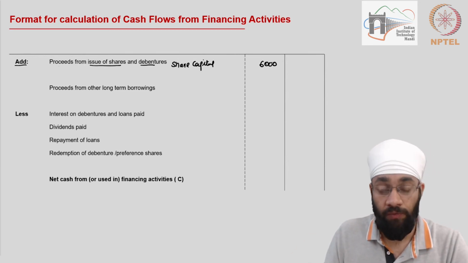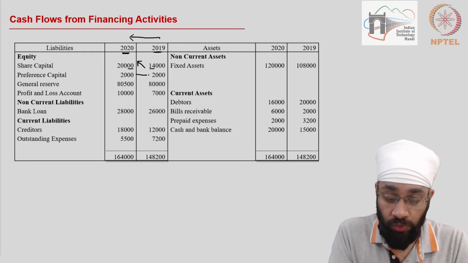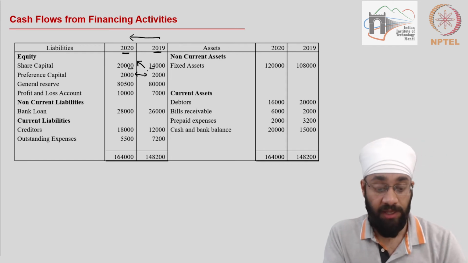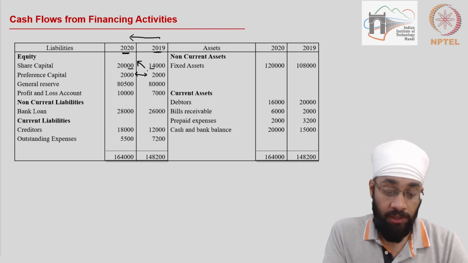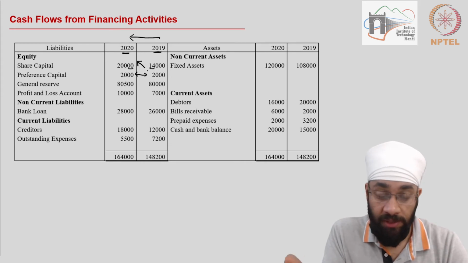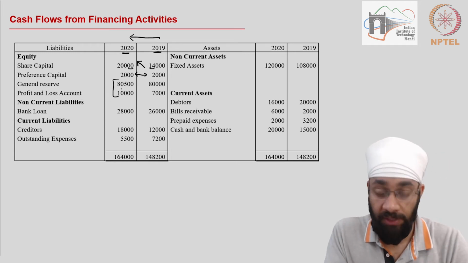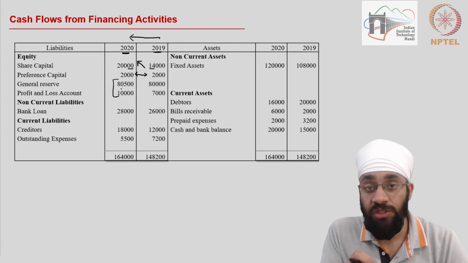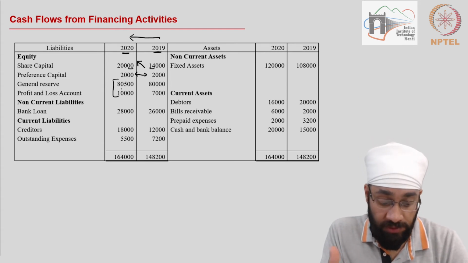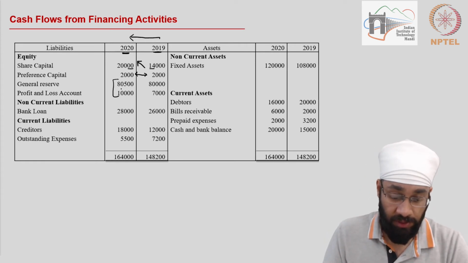This is an inflow. Then you have preference capital. Preference capital was 2000 and now it is 2000 yet again. There is no change. New preference shares have not been issued. Old preference shares have not been paid back. Then you have general reserve and profit and loss account, but these are appropriation of profit. They do not come under the financing activities. These are non-cash accounts as well. So we are going to ignore these. So no need to worry about this.